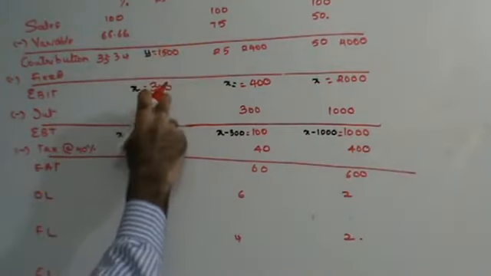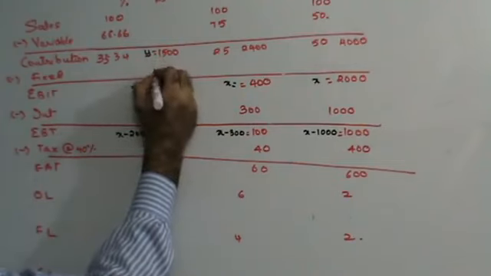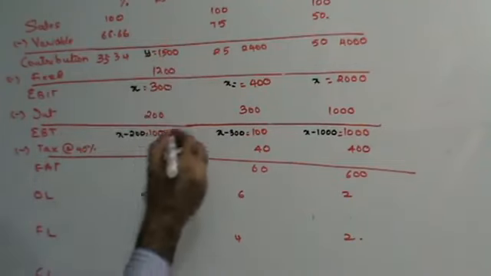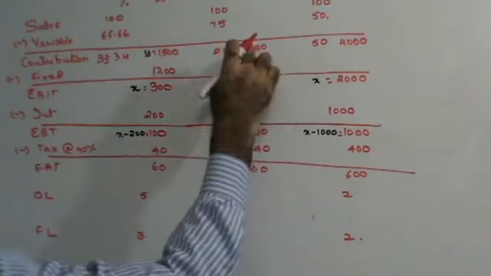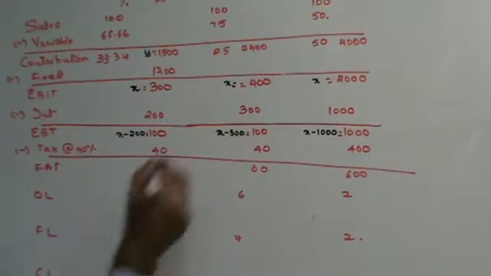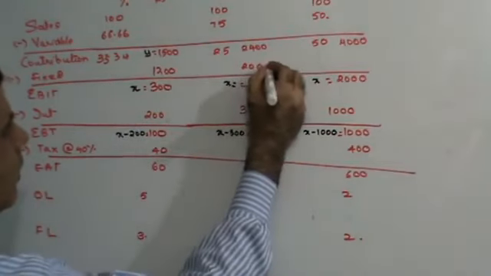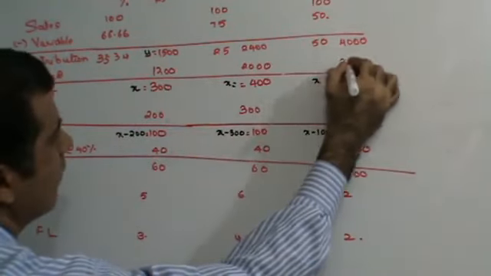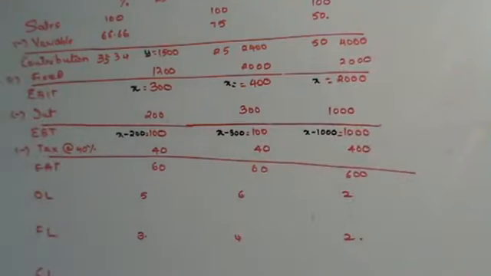Once you know contribution, you can find out the fixed cost. Contribution is 1500, EBIT is 300, so the fixed cost in plan A has to be 1200. Same way, contribution for plan B is 2400, EBIT is 400, so this will be 2000, and this again will be 2000, right?